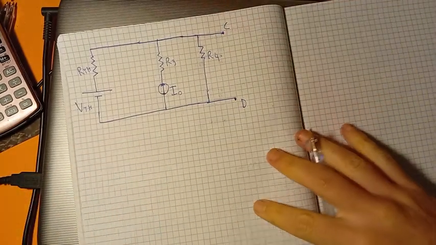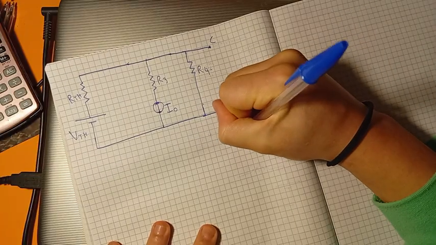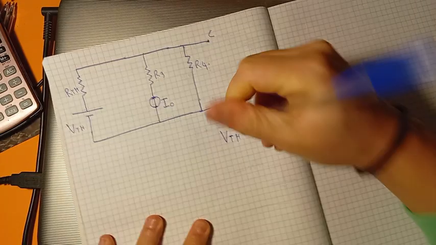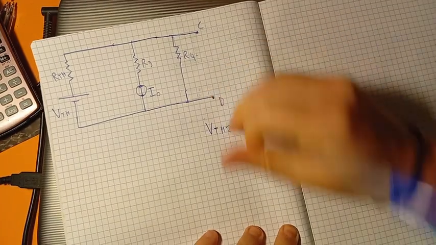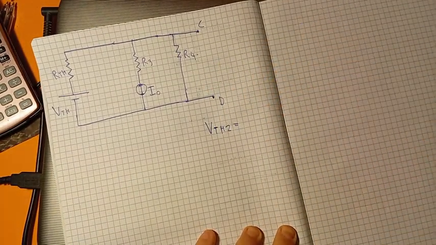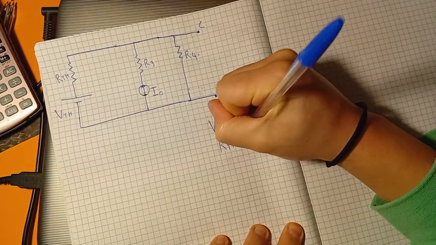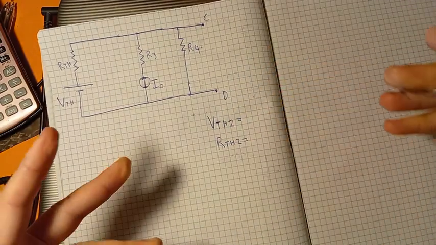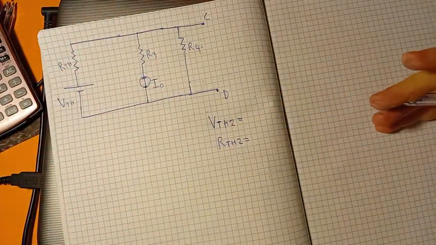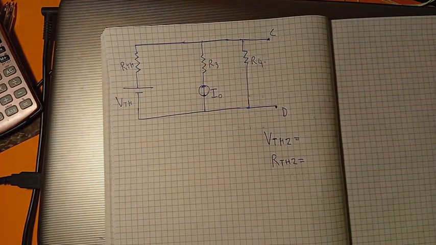So what do we have to find now? Well, now we have to find a second Thevenin voltage source, but we'll call it VTH2 because it is the second time we are doing this, and a Thevenin equivalent resistor, we'll call it RTH2 because it is the second time we are applying the Thevenin theorem, okay? So this is the circuit we have.